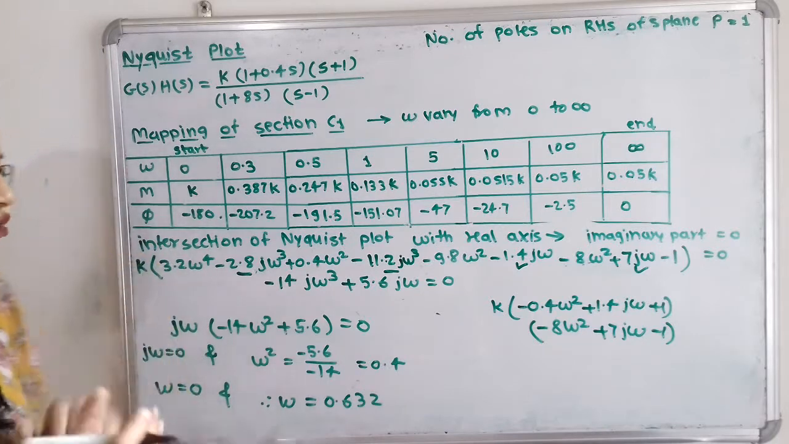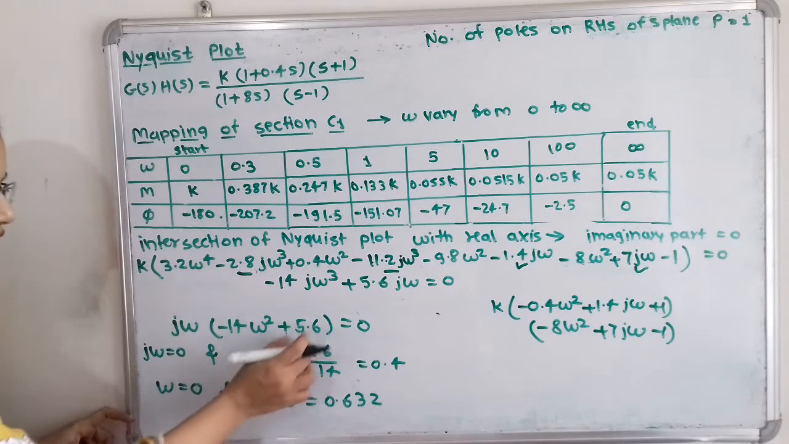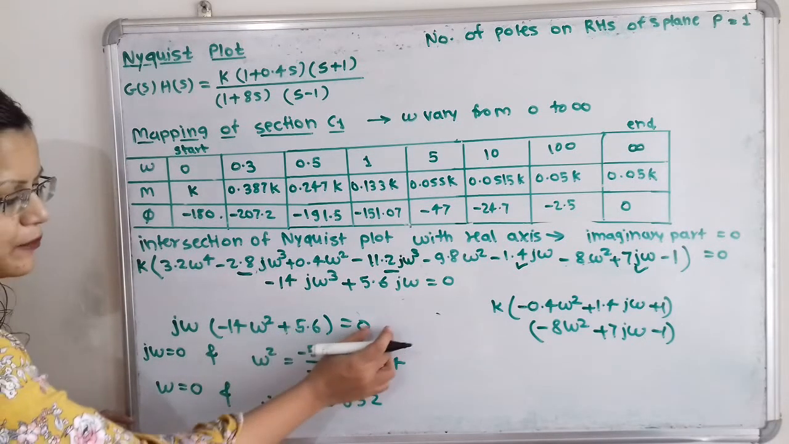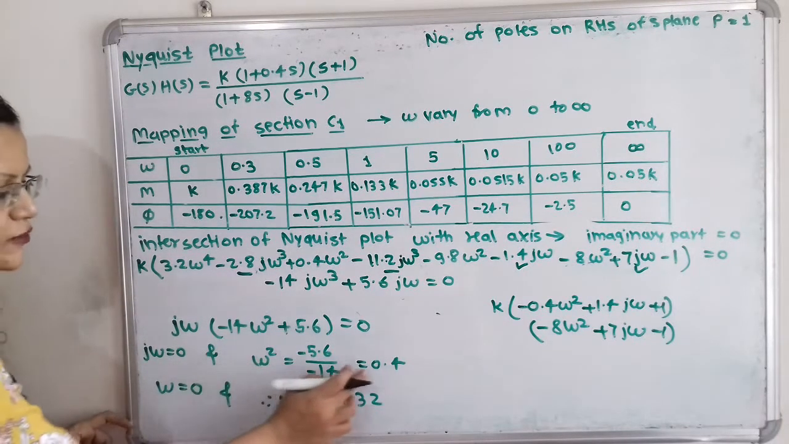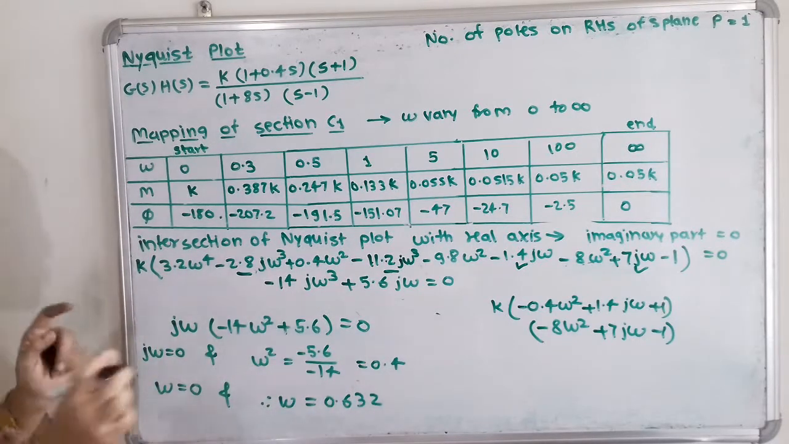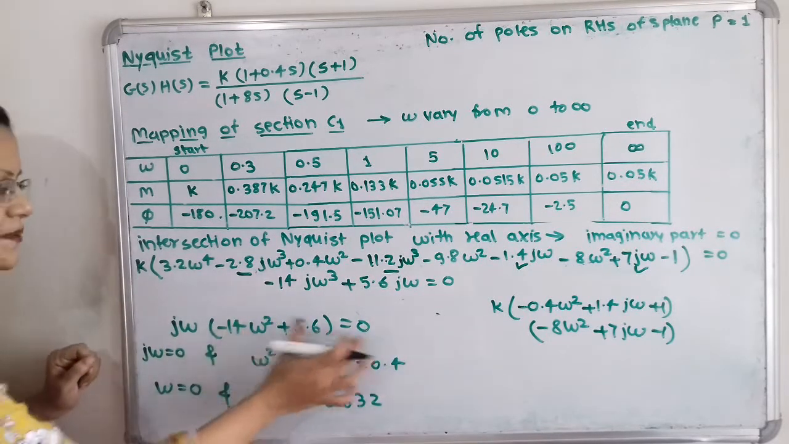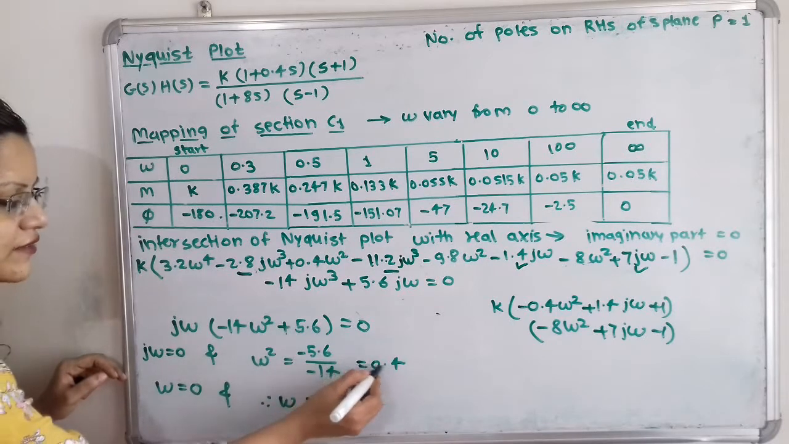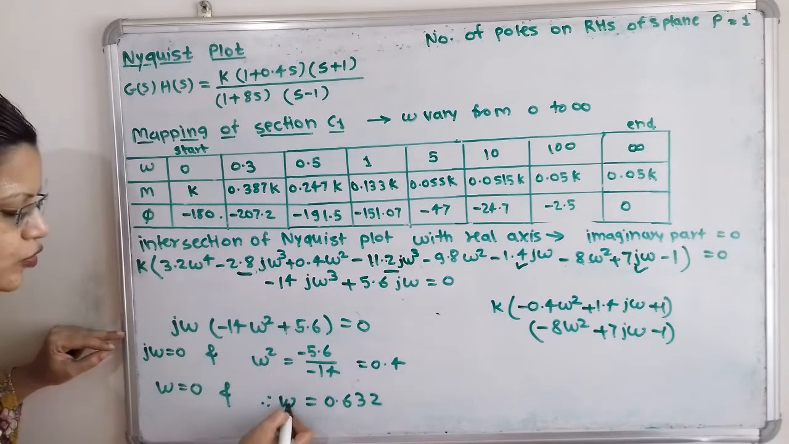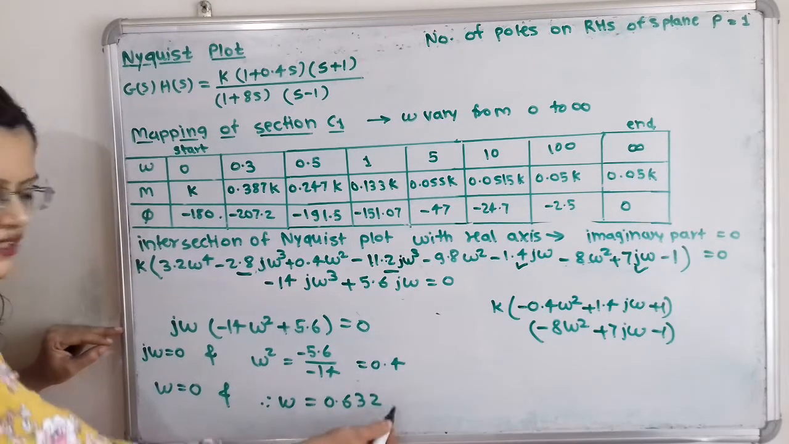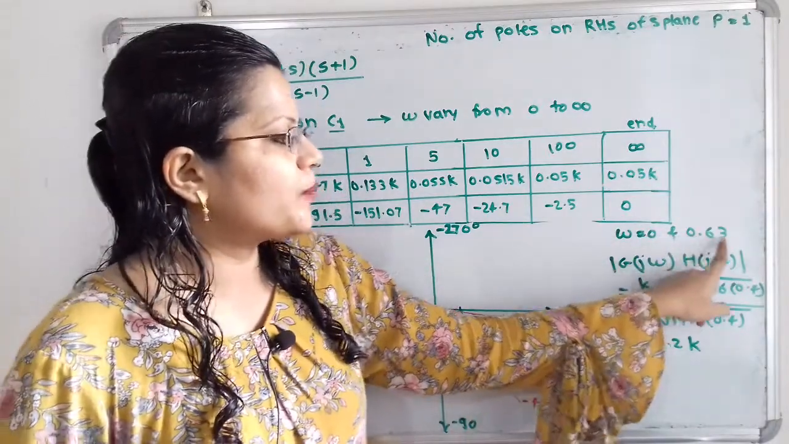So how to write the solution? We can write here j omega is equal to 0, and we will take omega square equal to, transferring this 5.6 to the right hand side, minus 5.6 divided by minus 14. So omega square is equal to 0.4. We will get two solutions: j omega is equal to 0, and this bracket is equal to 0. When this bracket is equal to 0, the value of omega square is equal to 0.4. Now we will take the square root on both sides, so omega is equal to plus minus 0.632. We get the two values of omega: omega is equal to 0 and 0.63.